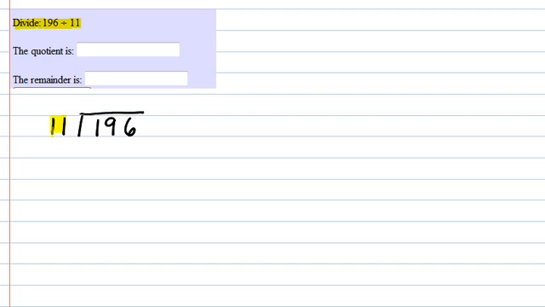You look at the divisor, 11, and you ask how many times will it go into the first digit of the dividend, 1. Well, 11 won't go into 1, so then you look at two digits and ask the question again, how many times will 11 go into 19? Well, I know that if I go off to the side here, 11 times 1, of course, is 11, and 11 times 2 is 22. So 11 will not go into 19 twice, that's 22. It'll only go in one time. So that 1 gets recorded right above the 9.